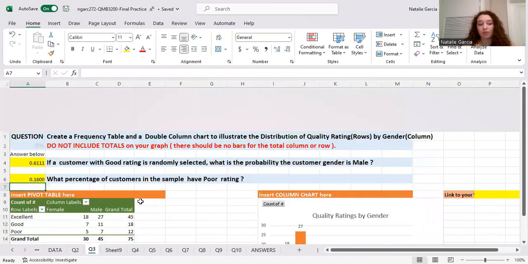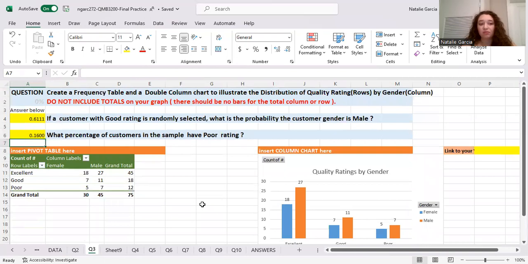This is all for question number 3. There is the column chart here, the pivot table, the frequency table, and then how to get the probability that a randomly selected customer with a good rating is male, and then just a general percentage of customers that have a poor rating from the whole sample in its entirety.